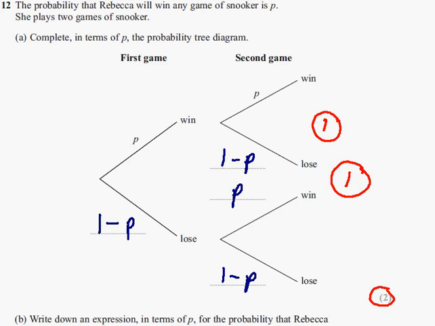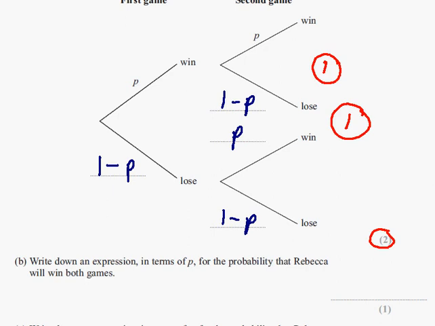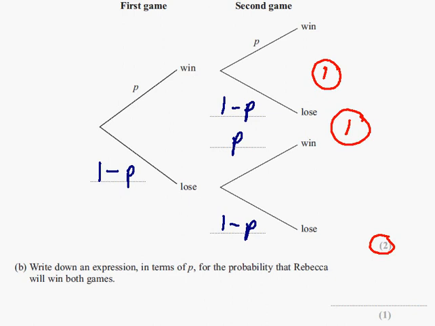So part B says write down an expression in terms of P for the probability that Rebecca will win both games. Okay, so very easy. If these were numbers, the probability that she would win both games, you would times the probability that she wins in the first game by the probability that she wins the second game. Now, as we don't have any numbers, all we know is this is P. It's the same thing really.